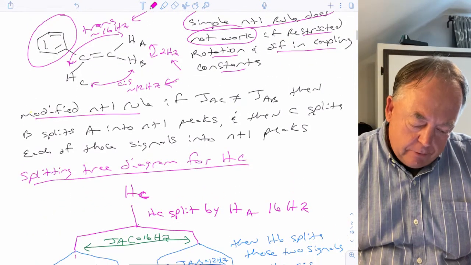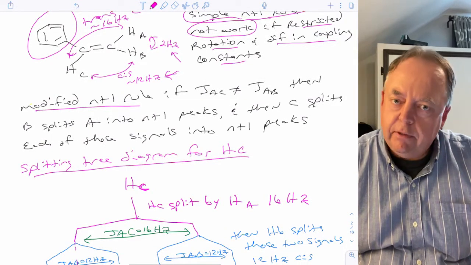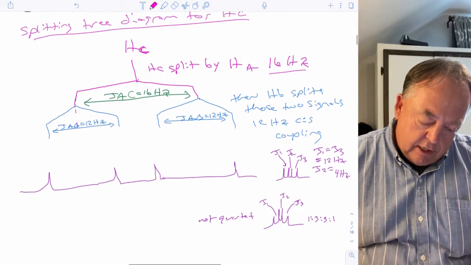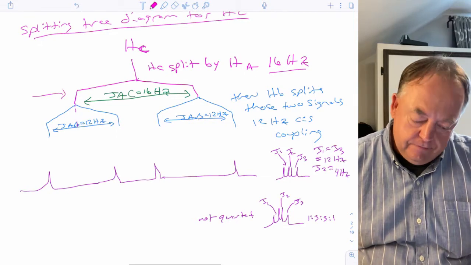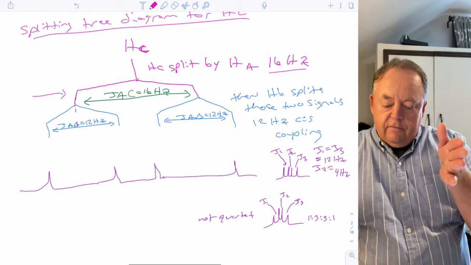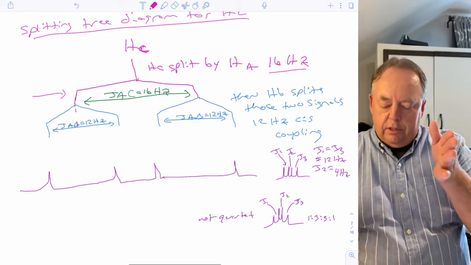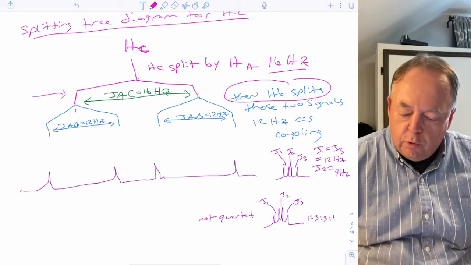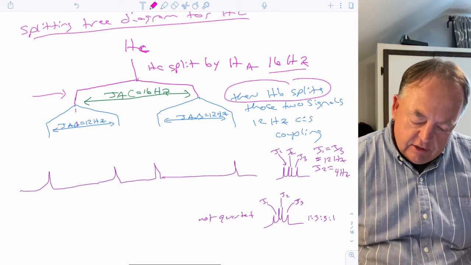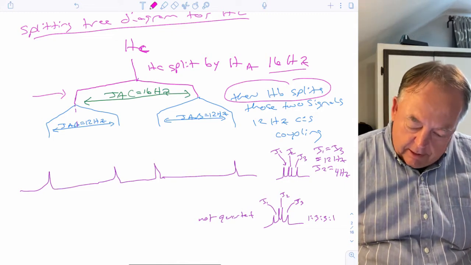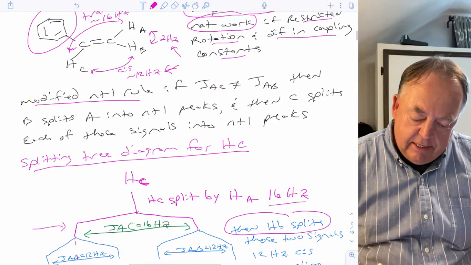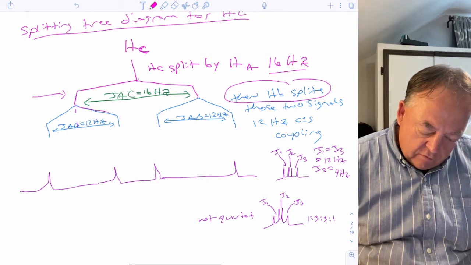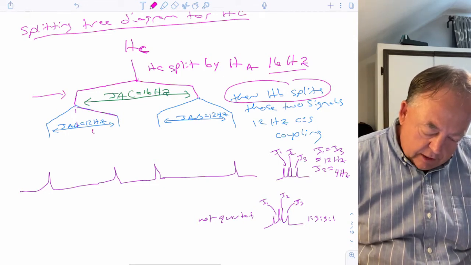So if we take HC, for example, HC has HA as a neighbor, and you always do the biggest coupling first. So HC is going to be split by HA, so by 16 Hertz. So we'll take the HC signal and split it into a doublet, and the difference between those two peaks is 16 Hertz. But then HB is going to split each of those signals into a doublet. So then you end up with 4 peaks. HC to B is cis coupling, and that's worth 12 Hertz. So we're going to go from here, and then we're going to go over 6 Hertz and that way. So that would be 6 Hertz.